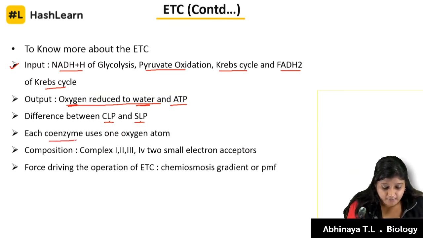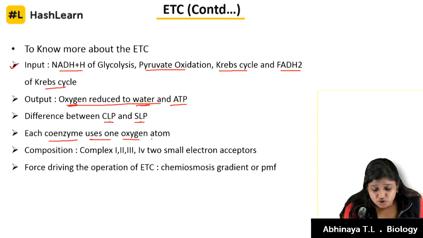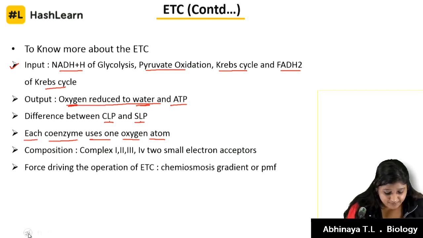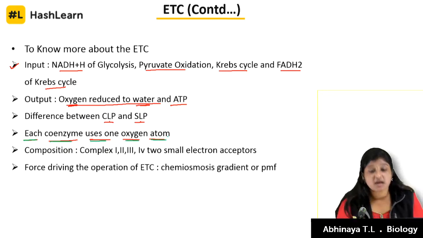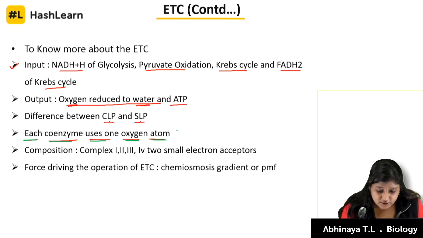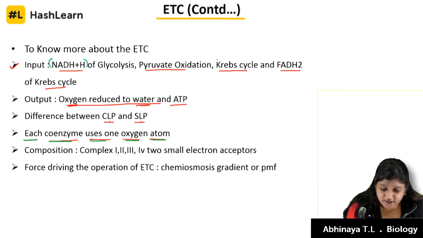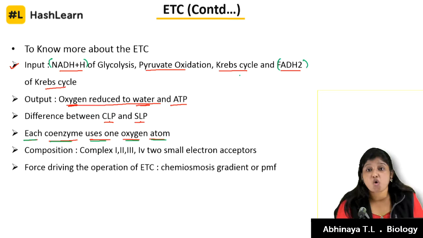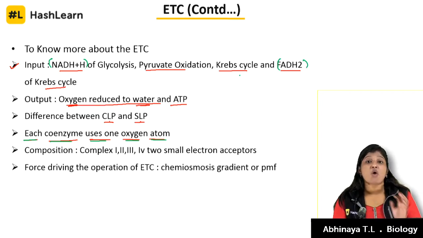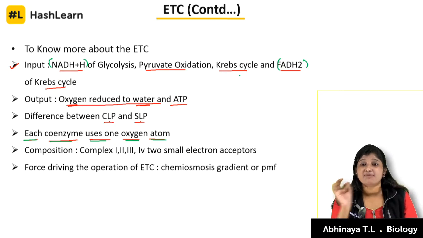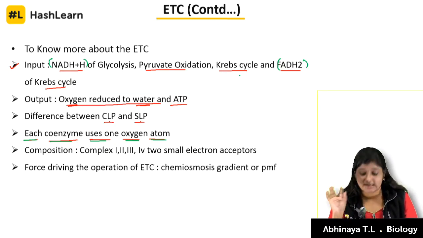Then, the most important thing to note is what is happening in the ETC. We put it in two different colors, underline. Each coenzyme, what is that coenzyme we are talking about? That is NADH and FADH. Each coenzyme uses one oxygen atom in the ETC. Just keep this in your brain. I'll explain how it is happening through the ETC. Just keep in mind that each coenzyme utilizes one oxygen atom.